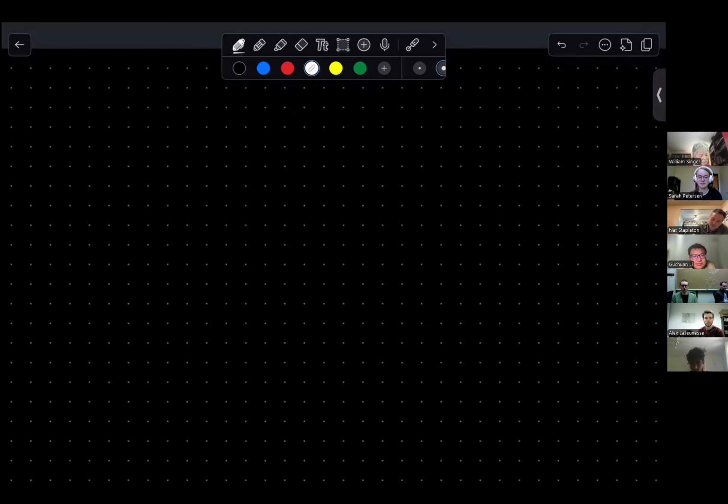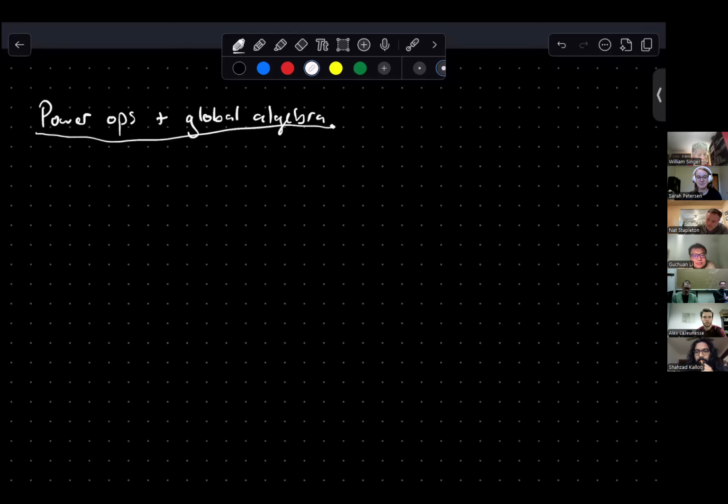So the course is called Power Operations and Global Algebra, and hopefully I'll be able to make these notes available afterwards. And I want to begin with some context that I find helpful. It may be unfamiliar to you, and so you won't find it helpful, but don't worry about it. We'll build stuff up from the beginning in just a moment.